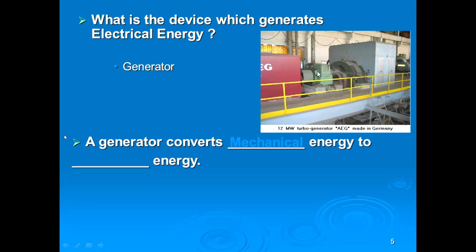So what is the purpose of the turbine? If you want electrical energy, the generator takes mechanical energy as an input. Mechanical energy. The generator takes the mechanical energy and gives electrical energy.